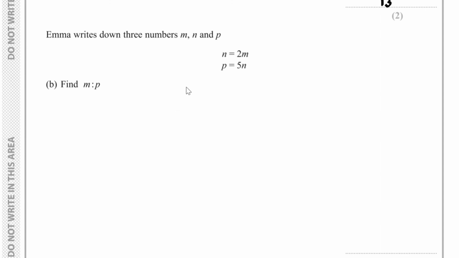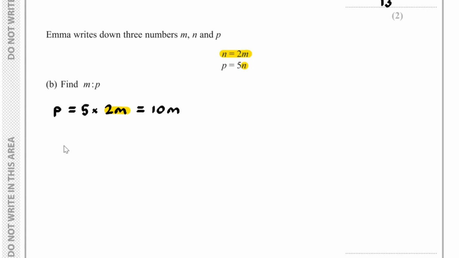Emma writes down three numbers, M, N and P. N is equal to 2M and P is equal to 5N. We have to find the ratio of M to P. Well, what we can do is replace this N, which we know is 2M, as necessary. So we have P equals 5 times by 2M. And if I work out what this is, you can see that P is equal to 10M.